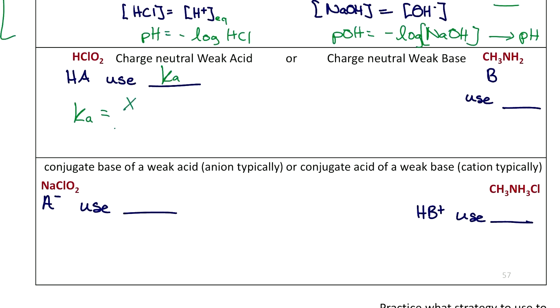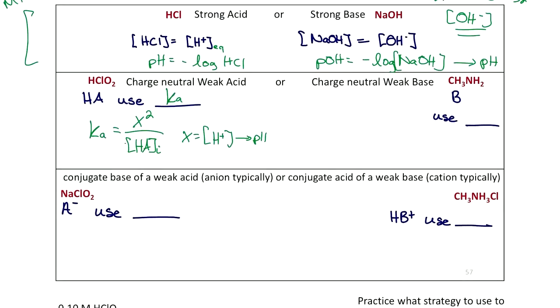Ka is going to be equal to x squared over your initial HA concentration. That's with your approximation, all right? So that's after you do your ice table. X is equal to what? H plus, and then you can go ahead and pH, and that's fine and dandy. All right, so that's a weak acid like chlorous acid, nitrous acid, those things.